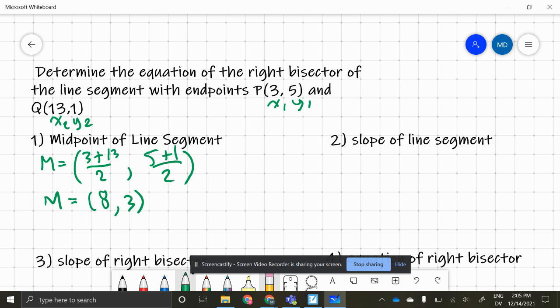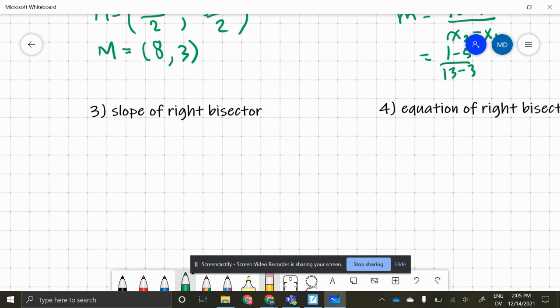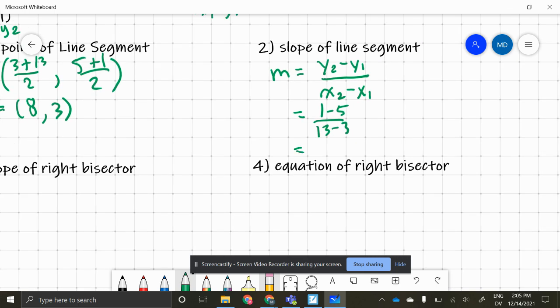The next thing we look at is the slope of the line segment. The slope is going to be the difference between the y's over the difference between the x's. It's rise over run. So that is going to be 1 minus 5 over 13 minus 3. And that means that our slope is going to be negative 4 over 10. And we can reduce that down further to negative 2 over 5. You always want to put this in lowest terms. So our slope is negative 2 over 5.